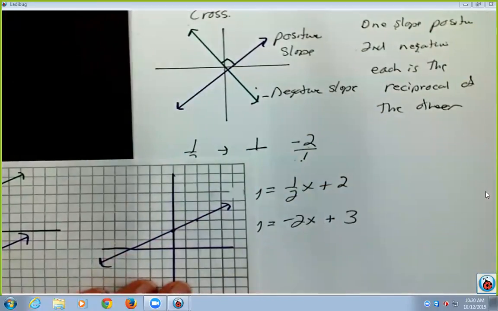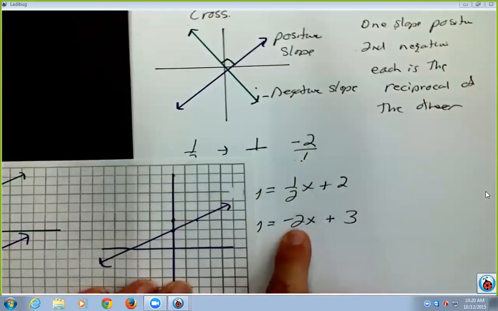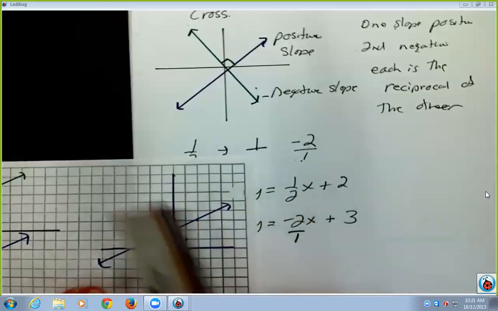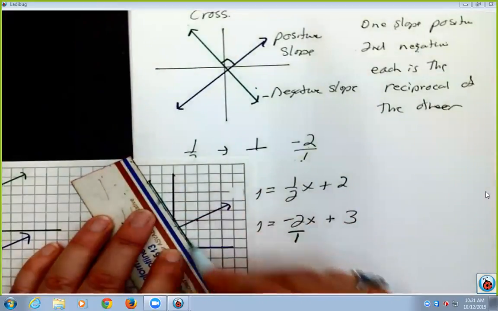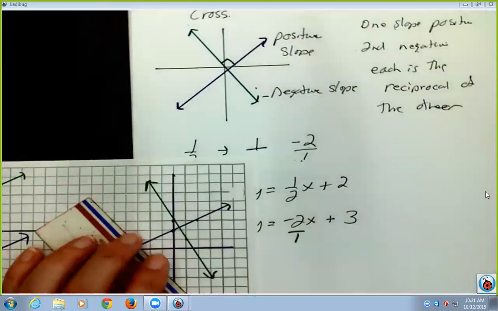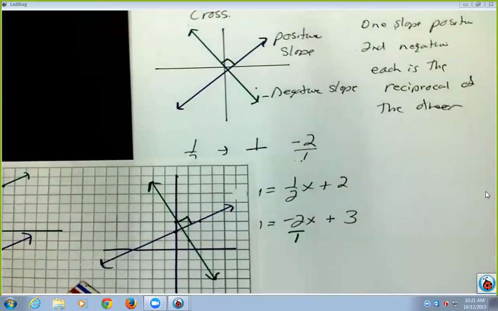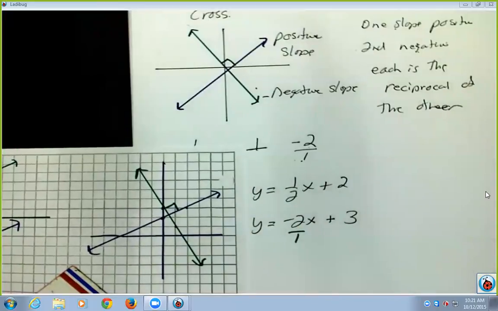Then if I graph the bottom one, it says I'm up at 3, but my slope says to do what? What would I do with my slope? Goes down 2 and over 1. So what happens with that is I get these two coming in here like so. And what I have found is I've produced a 90-degree angle in that location. So for these two lines or two equations that I had here, I end up with two perpendicular lines.